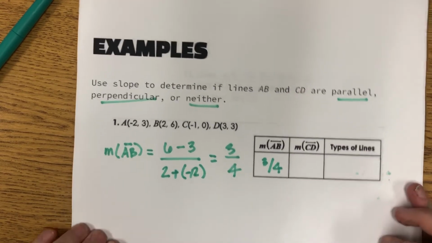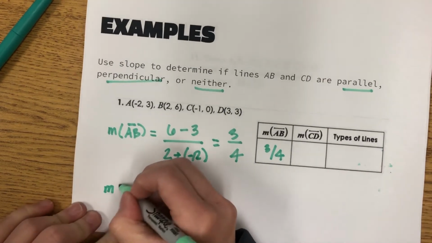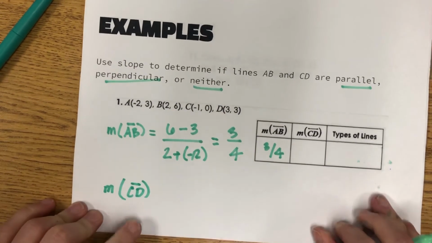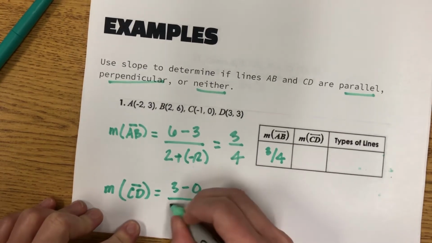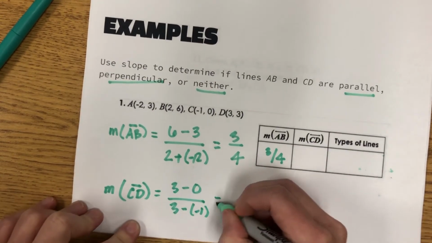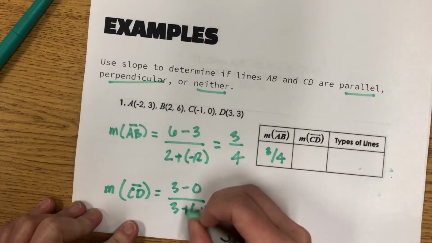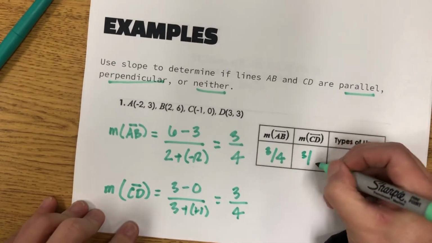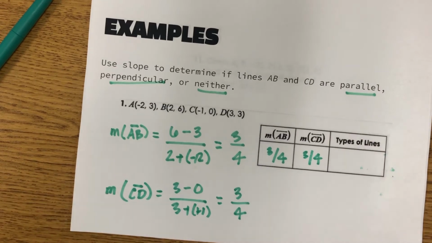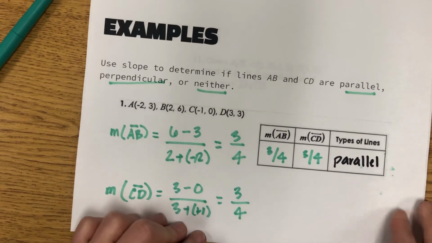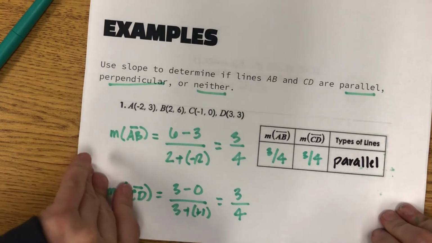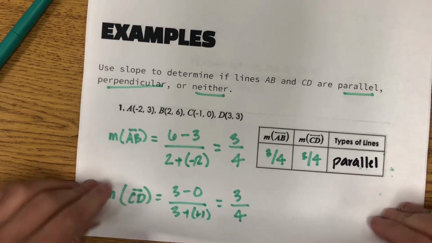Now let's find our slope for CD. Using these 2 points here, it'd be 3 minus 0 over 3 minus a -1. And our answer would simplify to 3/4. So our slope of CD would be 3/4 as well. Remember that if the slopes are the same, the relationship between the 2 lines would be parallel. And you're going to want to continue that for all of them, 1 through, I believe, 7.